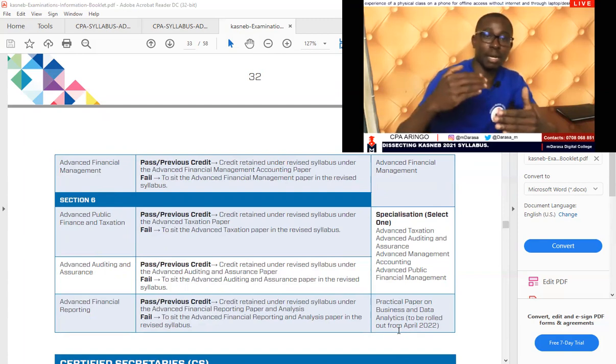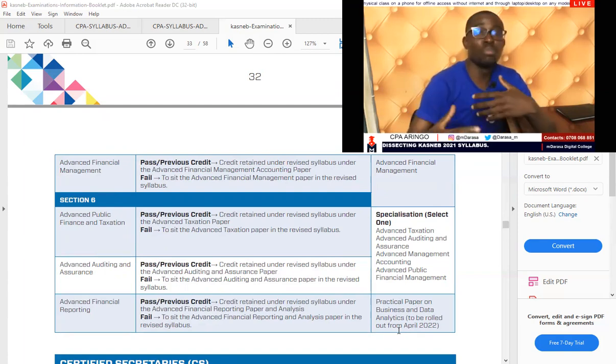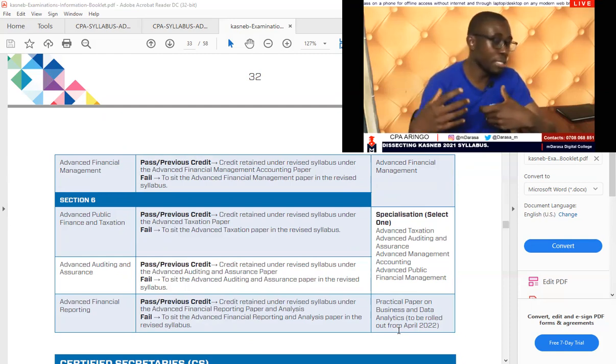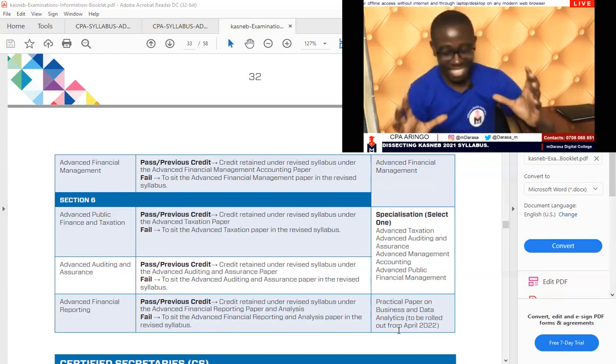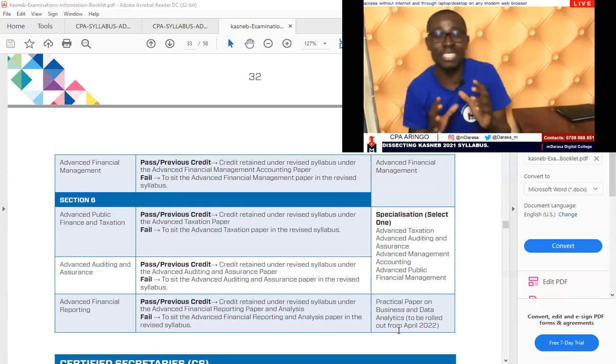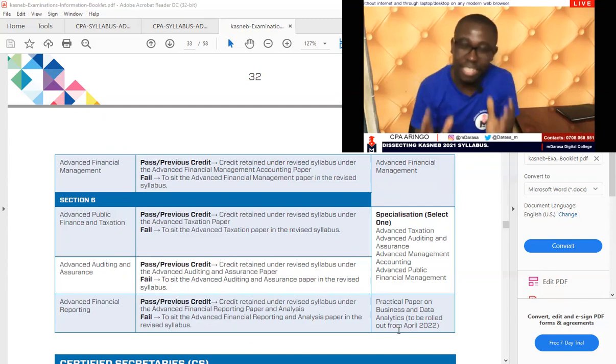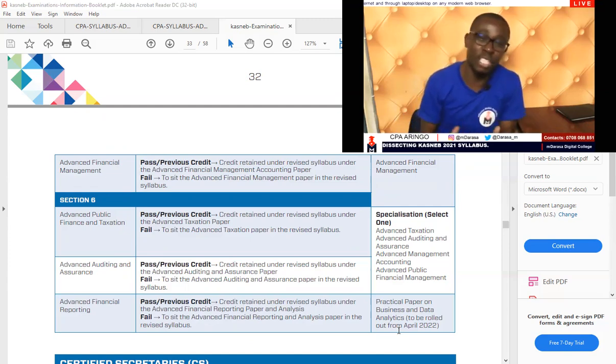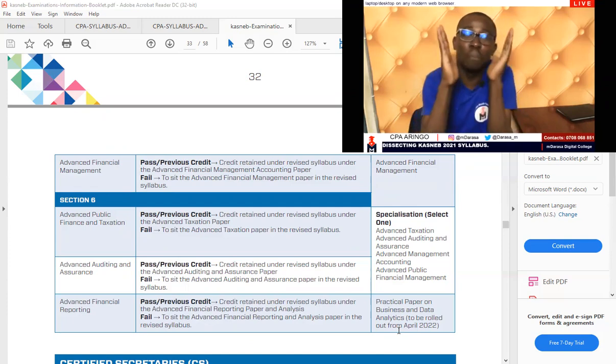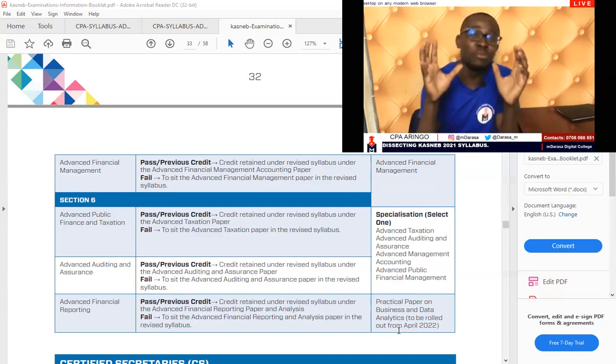So this semester between May and September, these are the students who will be first to do business and data analytics. It is a very, very interesting content, my good students. And that's why I'm saying I really thank Kasneb for bringing this issue on board. Because you'll find that at this point, it will open our minds very wide. And you'll find it to be very, very interesting.